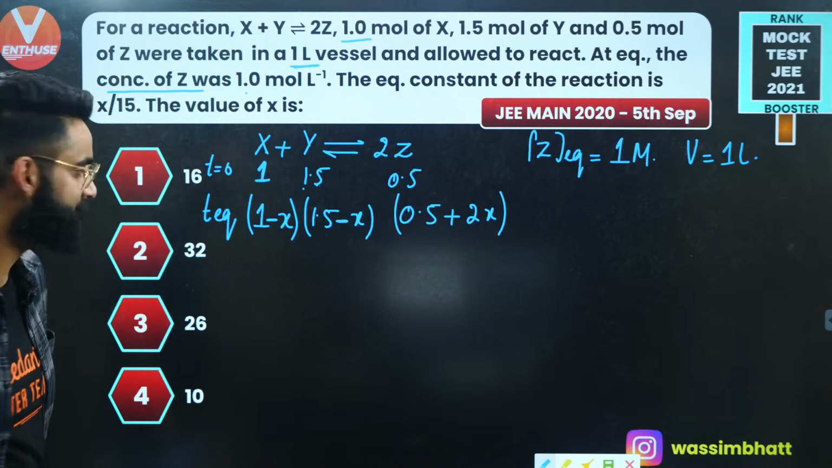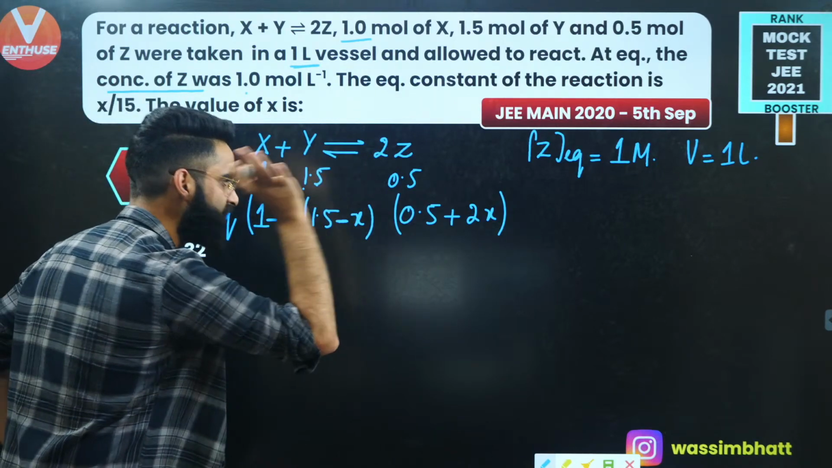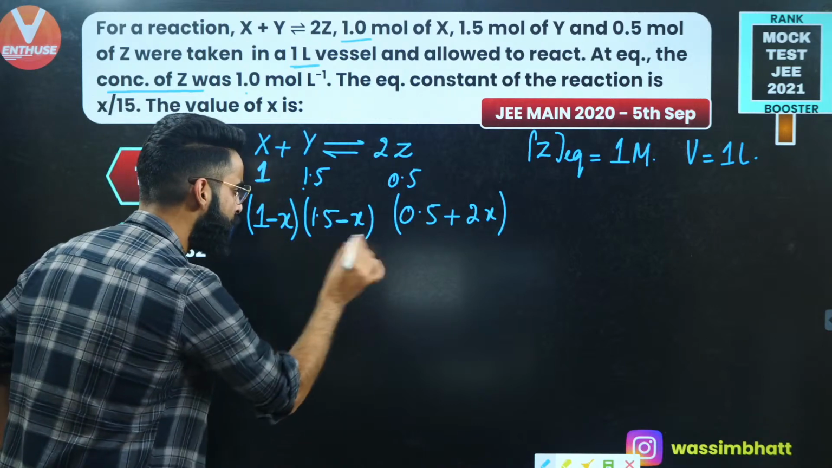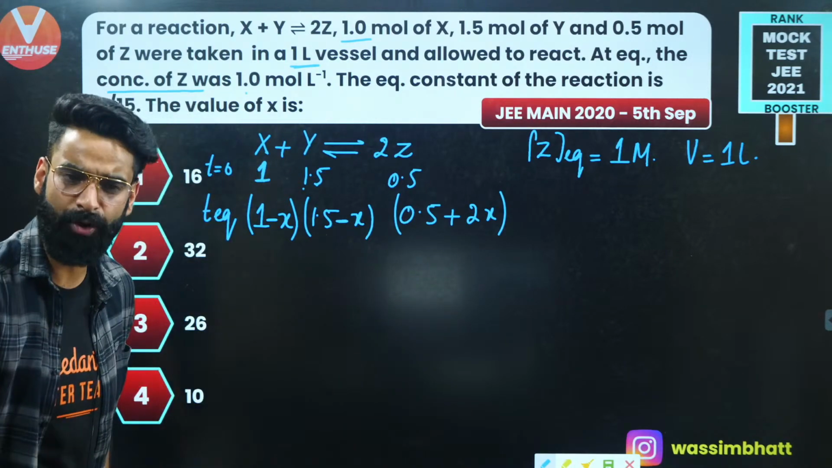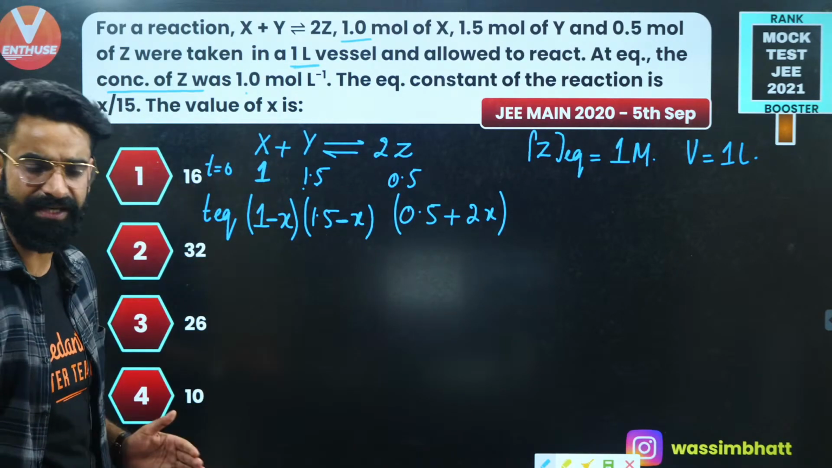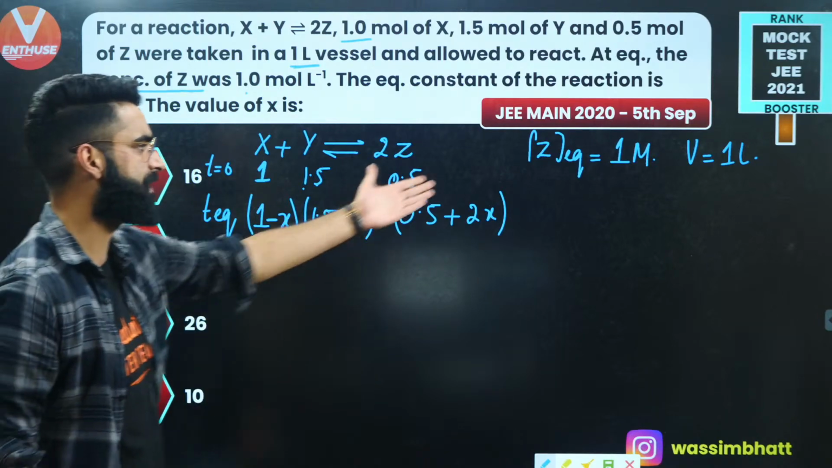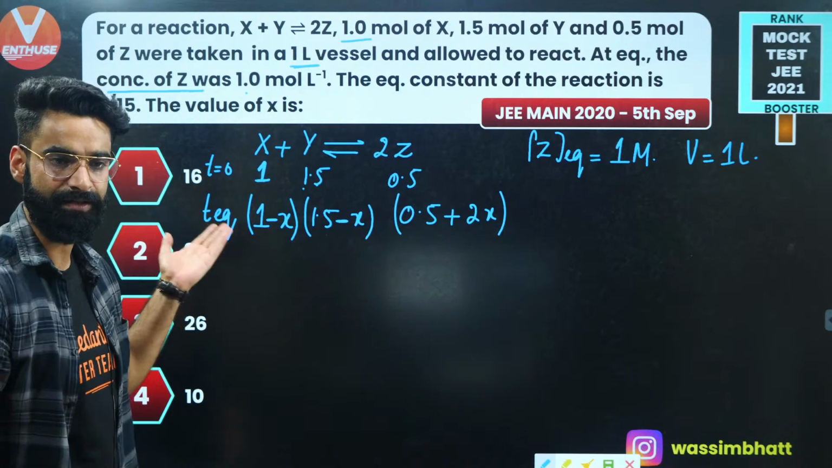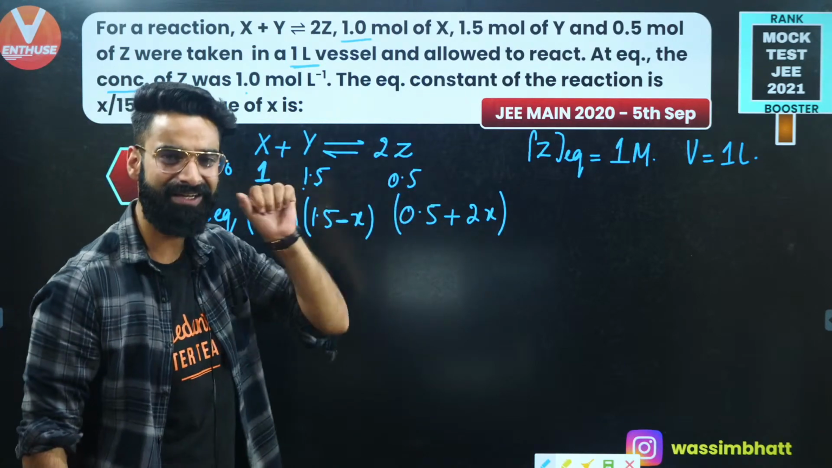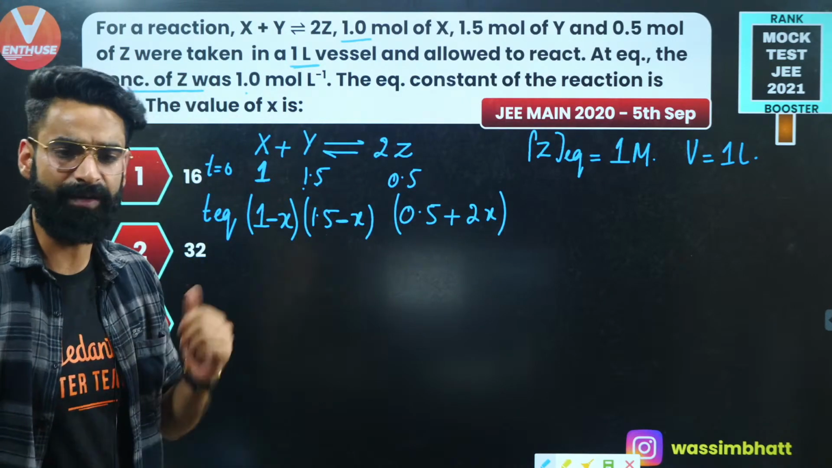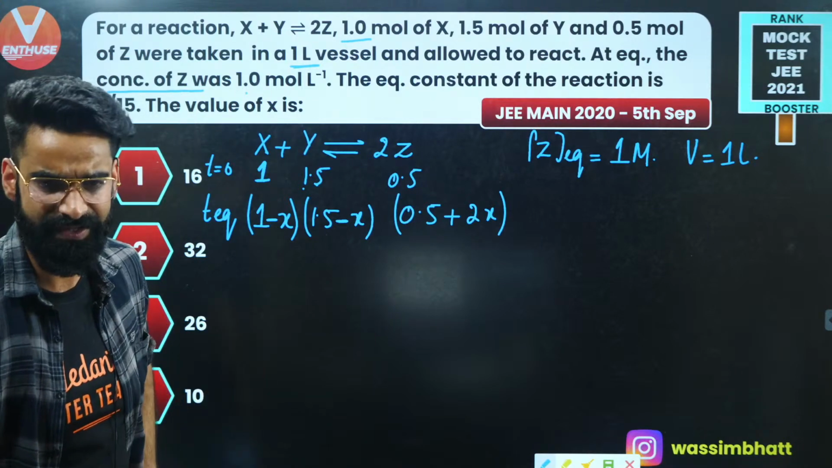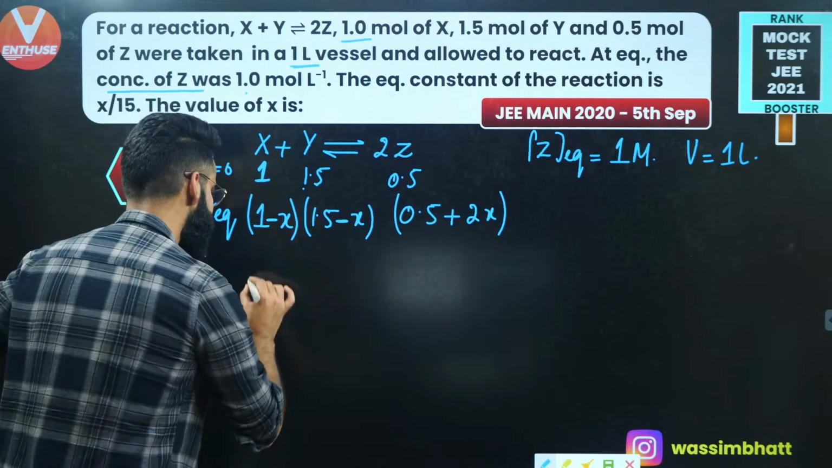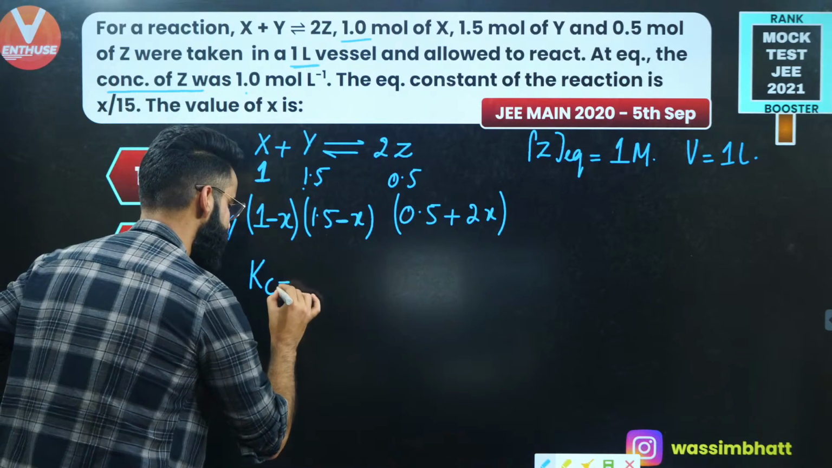Okay? Perfect. So I got the moles of each reactant and product at equilibrium, right? I'll be simply dividing these moles by the volume of the container, and I'll be getting the concentration of reactants and products at equilibrium. And the volume of the container is 1 liter. So whatever are the moles of reactants and products at equilibrium, the same will be the concentration of reactants and products at equilibrium, right? Now, I'll be simply writing the expression for Kc.